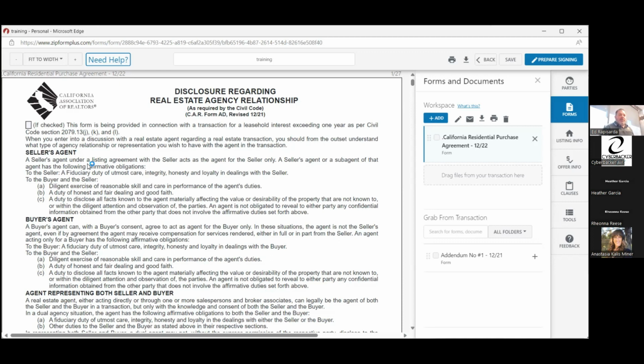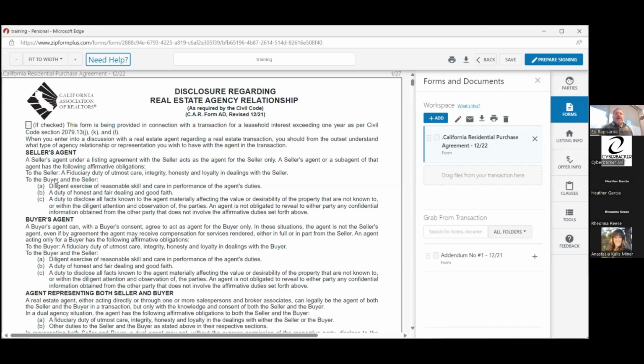The agency relationship talks about our fiduciary duty. Right here, it says a fiduciary duty of the utmost care, integrity, honesty, and loyalty in dealing with the seller. The way I heard an attorney say it is like that from a mother to a child, right? That care that you provide from a mother to a child. That is what your fiduciary duty is to your client for their financial interests. So you have to look out for their interests more than yours when it comes to a transaction.